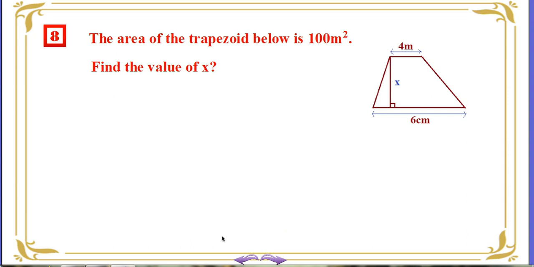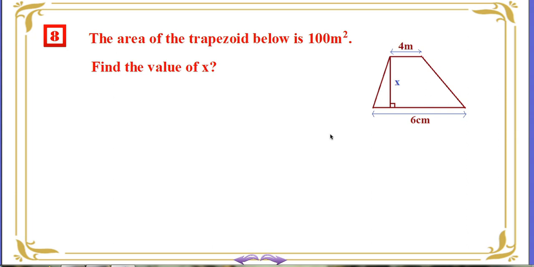The area of the trapezoid below is 100 square meters. Find the value of each. We review our knowledge of the trapezoid. A trapezoid is a quadrilateral with two parallel sides. For the two parallel sides, the small one is the small base and the big one is the big base. The formula for calculating the area of a trapezoid is half of the sum of the two bases multiplied by the height.